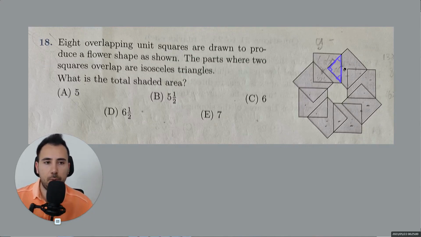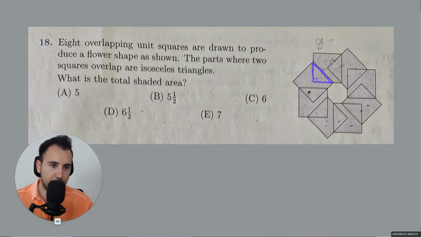Because they're overlapping, we had 8. So the answer is, of course, smaller than 8. All the options are smaller than 8. Now what to do? So, what is the area of each of these triangles? If we have the area of one of these, then it's over.